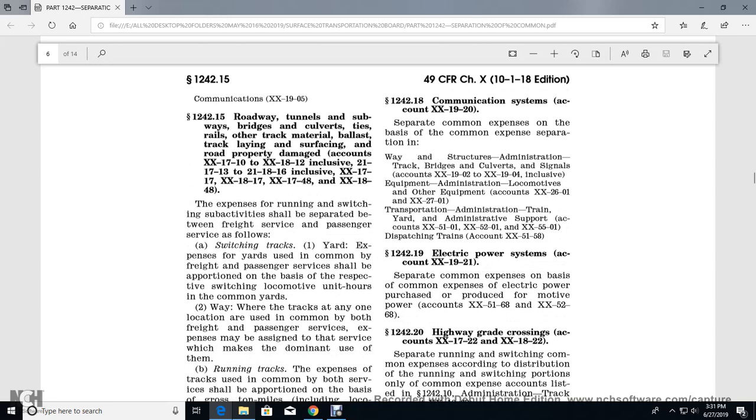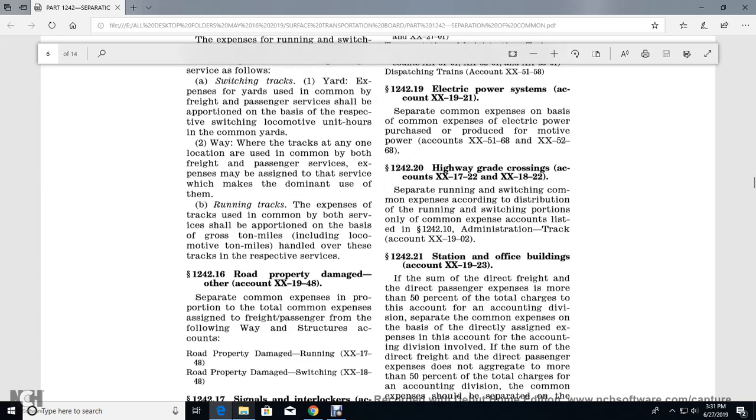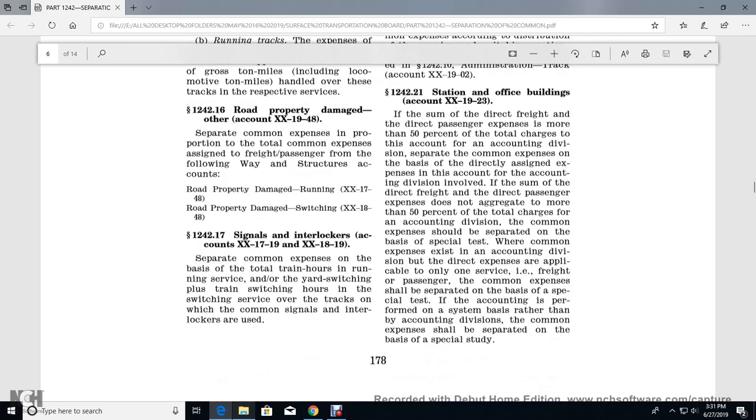Separate common expense for the base for the common expense for the electrical power purchase provided and produced by the motive power of the accounts of the XX 5168 and 5268. 124220 with the highway grade cost of the accounts of XX 1722 with the 1822 with the separate running, the switching of the commands for the expense for the according to distribution from the running and switching portion for the only with the common expense for the listing of the 124210 with the Ministry of the Track accounts XX 1902.